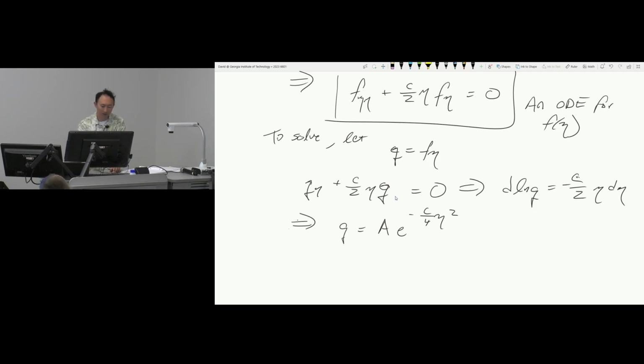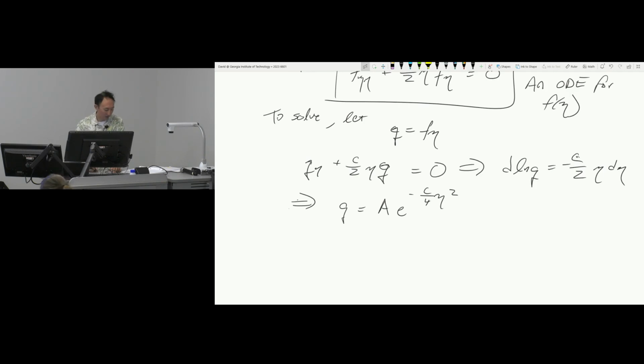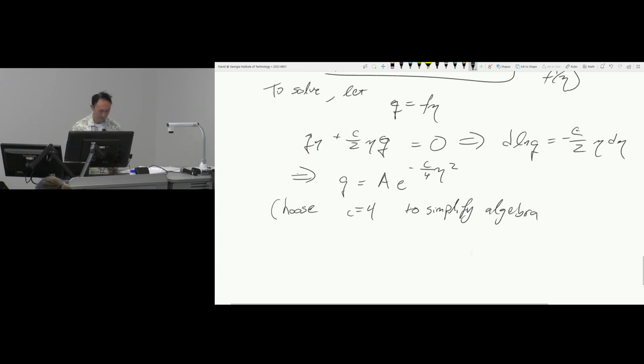I think everyone's seen an ODE like this, right? It's just a first order ODE with a constant, and then basically we have this exponential term. All right, so now you see why we had that c up there. Basically, the mathematician said, hey, let's just set c equal to 4, so we don't have to carry around this 1 over 4 everywhere, to simplify the algebra. That means your Q is f prime of eta, and that's equal to B e to the negative eta squared.